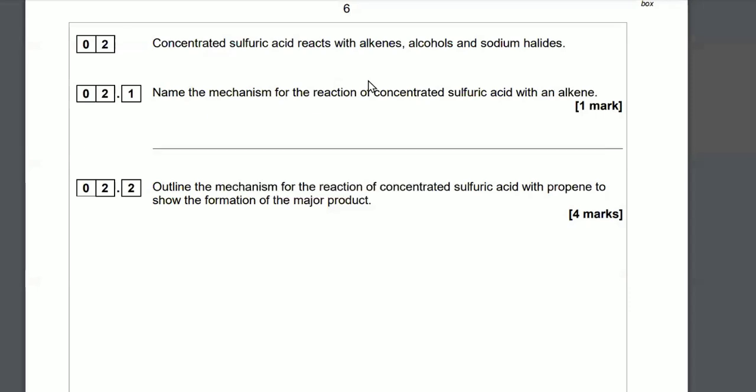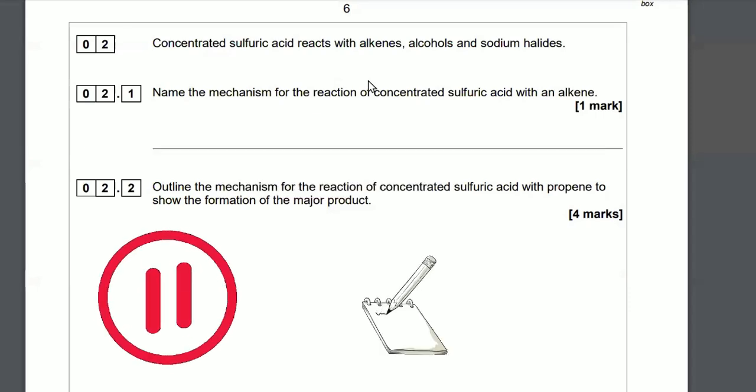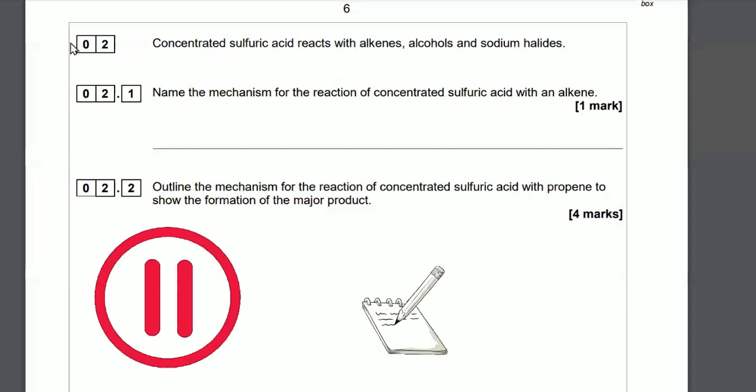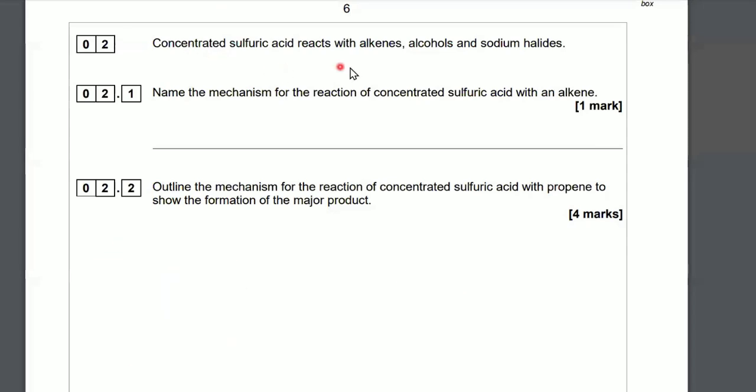Don't forget, at the start of each part to the question, pause the video, have a go, then unpause to watch the walkthrough. Alright, let's get into it.